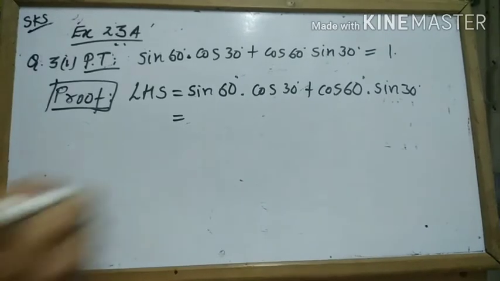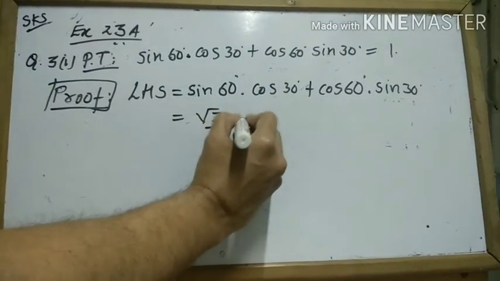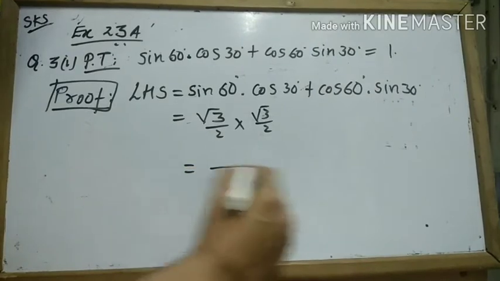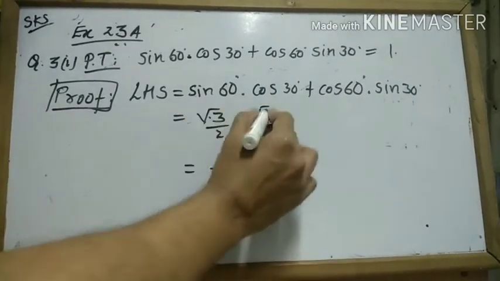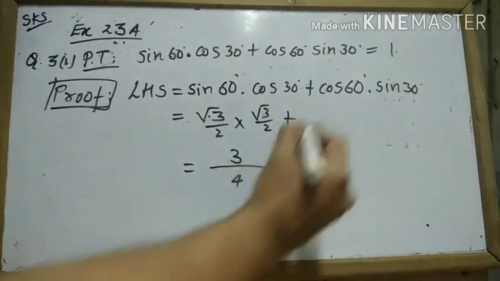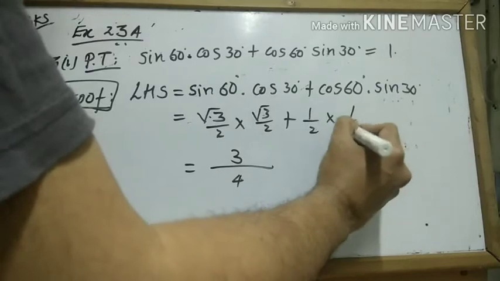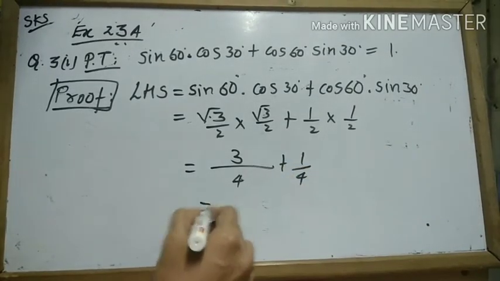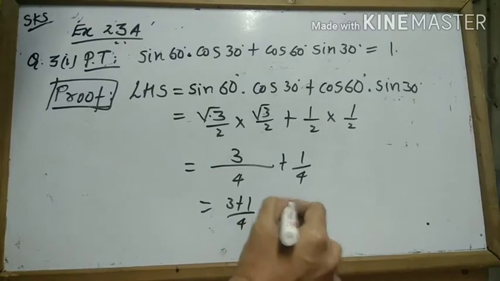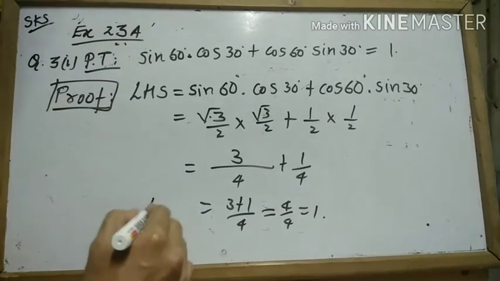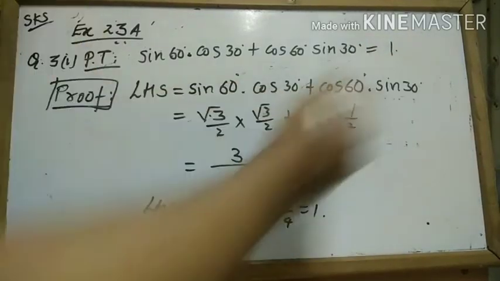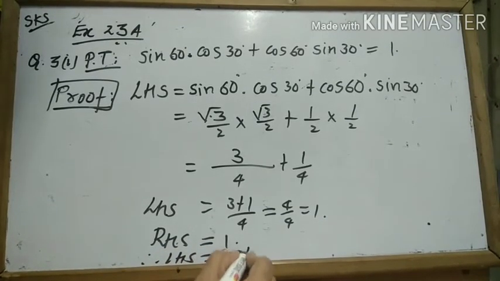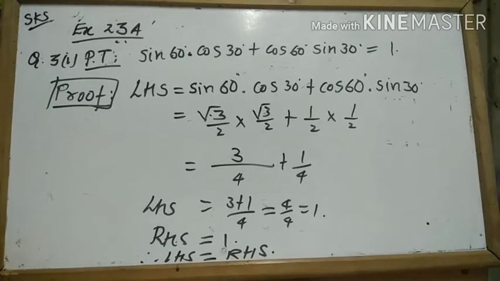Sine 60 is nothing else but root 3 over 2, multiplied by cos 30, which is nothing else but root 3 by 2. Now, of course, I'll do this calculation also, but let me finish with this. 2 2s are 4. Root 3 into root 3 is 3. Plus cos 60 is 1 over 2 multiplied by sine 30, that is also 1 over 2. Now I multiply this, 1 1s are 1 over 4, and if you know fraction addition and subtraction, your LHS value is 1, and what was in the RHS? RHS is also 1. So I have proven that left hand side is equal to right hand side. That is the proof of this particular question.